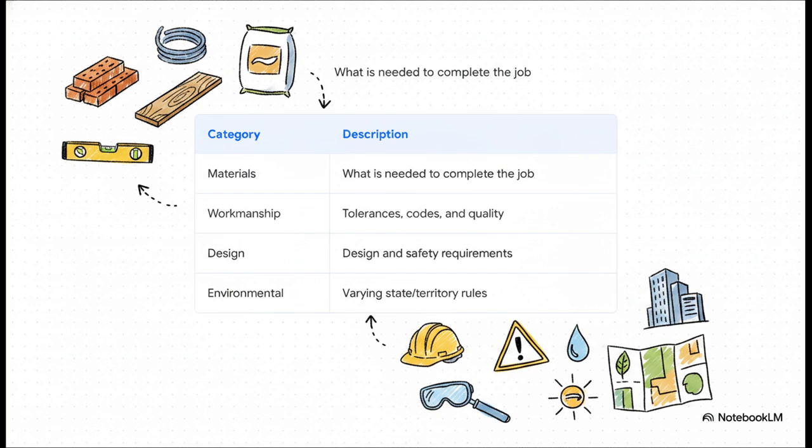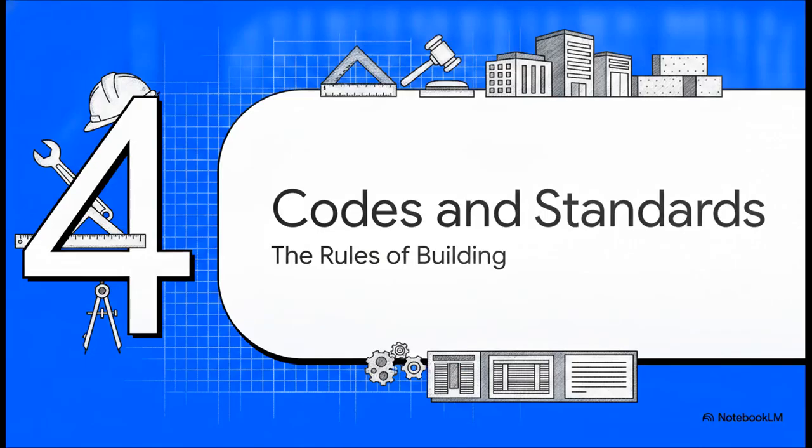First up, materials. Literally, what do you need to build this thing? Second, workmanship. This outlines the required tolerances, quality controls, and the acceptable finishes. Third is design, which dives into specific safety requirements. And fourth, environmental requirements. These are absolutely crucial because they can change wildly depending on the specific local rules in your state or territory. Which brings us to Section 4, navigating codes and standards.